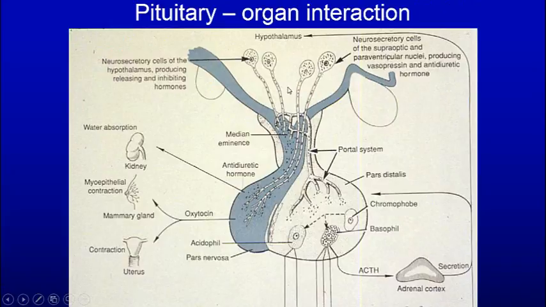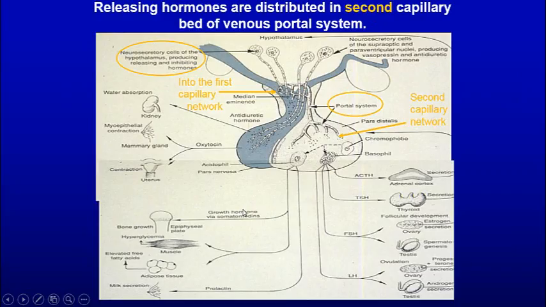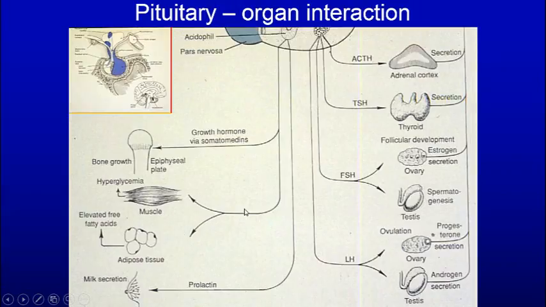Now, in addition to having a portal system of pars distalis, you have the nervous system comes in through, and a different blood supply comes in. You don't need a portal system here. You do need it over there. So there's no portal system on the pars nervosa, as we can see.